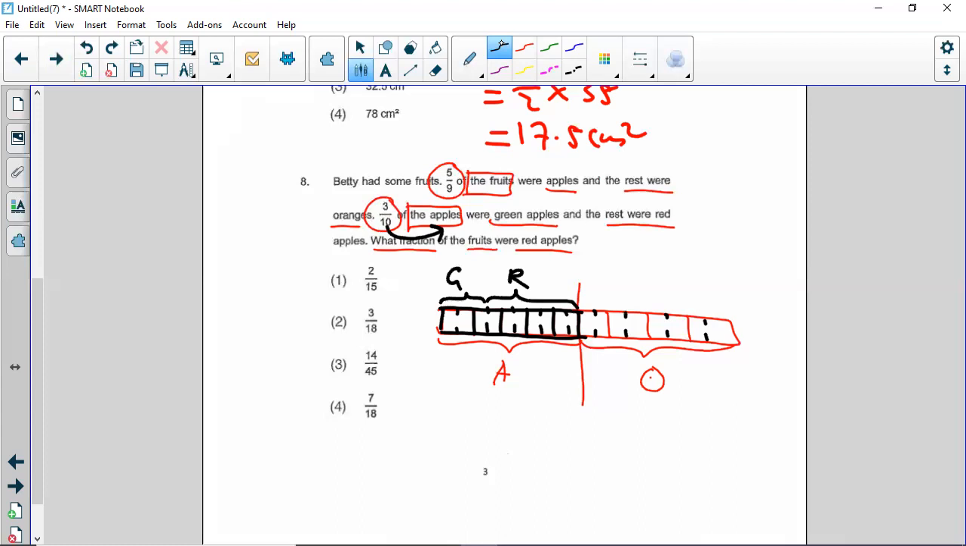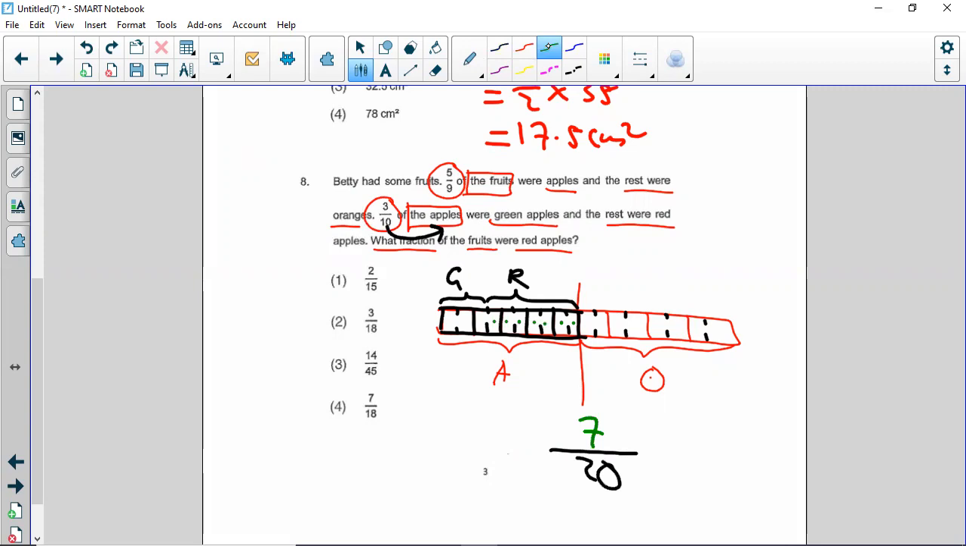So what fraction of the fruits were red apples? How many units are there altogether? Then you count all the units, 20 units of apples. And how many red? I think there are 7, right? If you count carefully, 1, 2, 3, 4, 5, 6, 7. So make sure your model is big, right? It's not too small, but not too big.